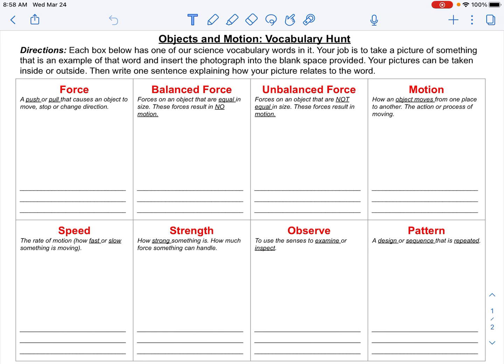This assignment will be very difficult if you don't know about those words in the first place. So, if you've already done those things, great, keep listening. We are going to go through the directions and I will give you an example.